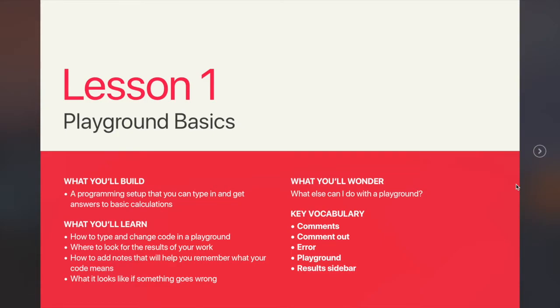Okay, so what you'll wonder, what else can I do with the playground? So we will find it out as we go along. Now here are the key vocabularies. So number one here is comments, comment out, error, playground, results, sidebar. Okay, so don't worry.